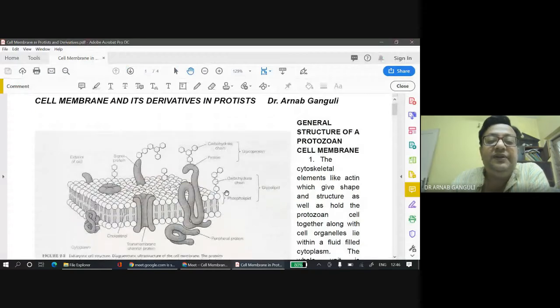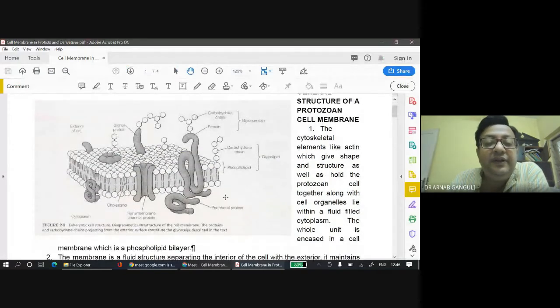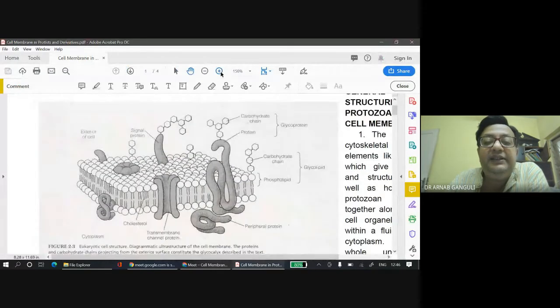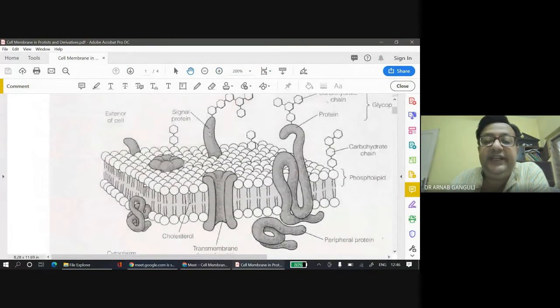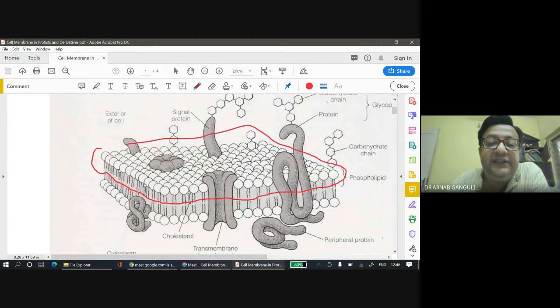So let me enlarge it. Let us have a look at the structure of a cell membrane. So this is the structure of a cell membrane. What you have first is, this is one layer. This layer is the outer layer of the cell membrane.